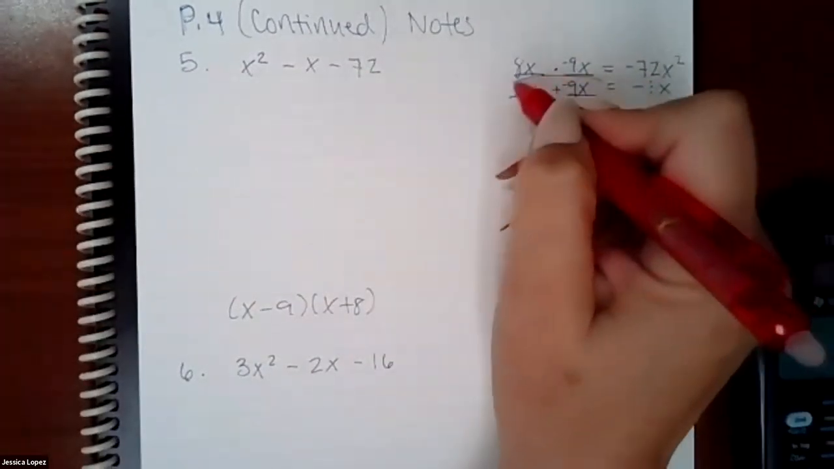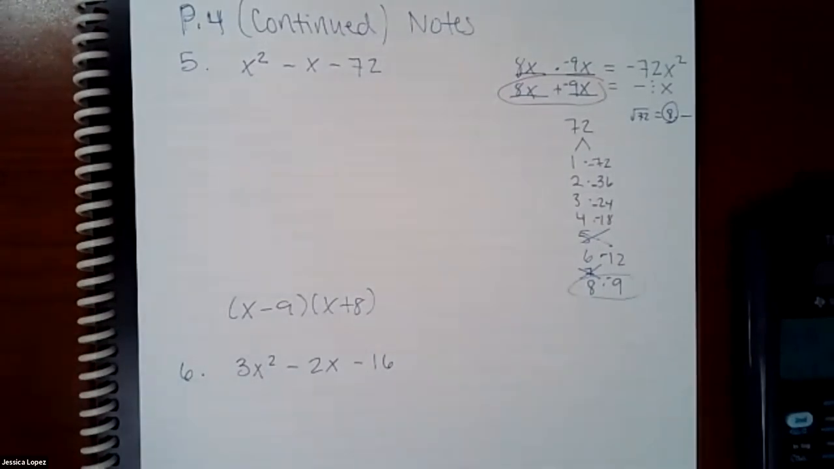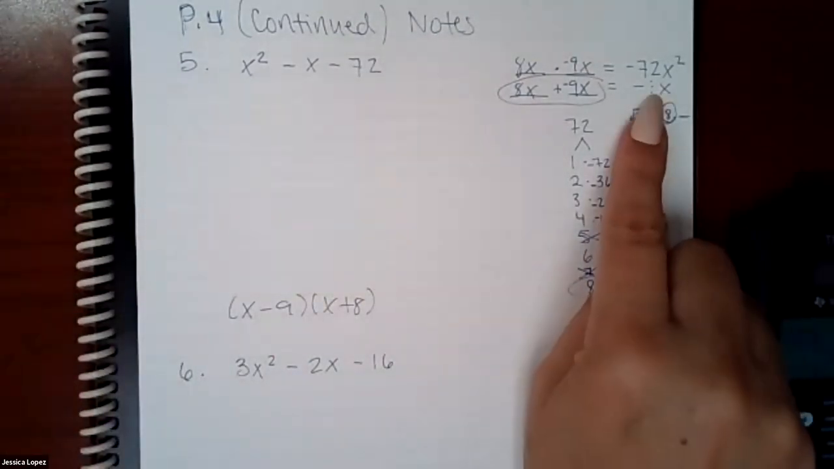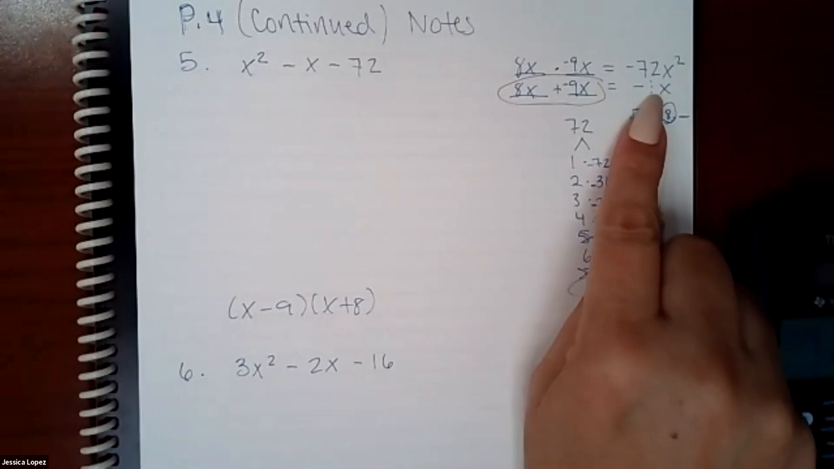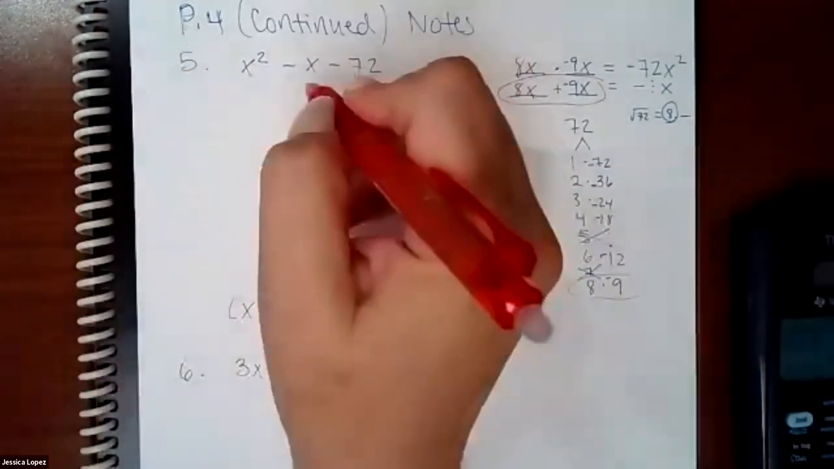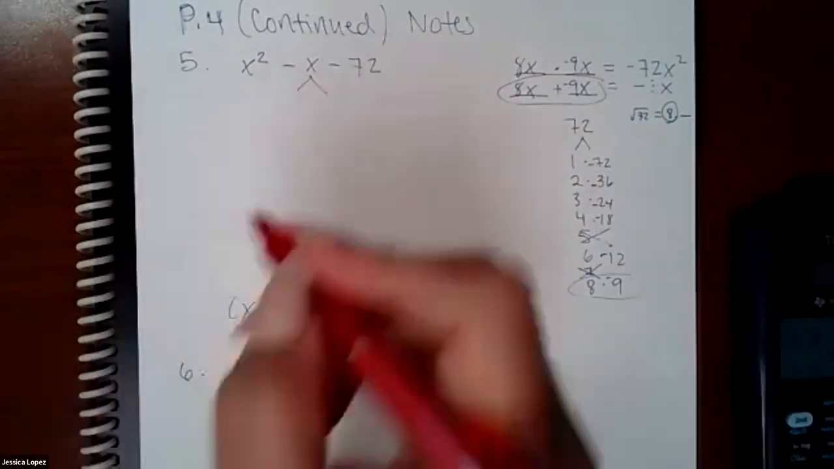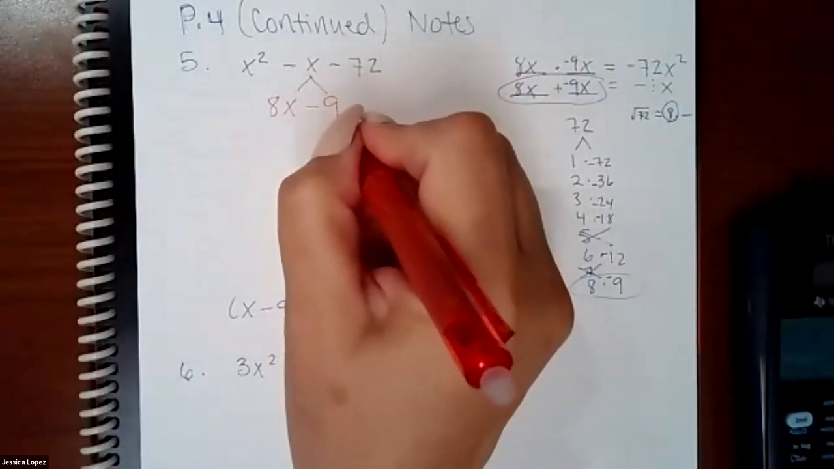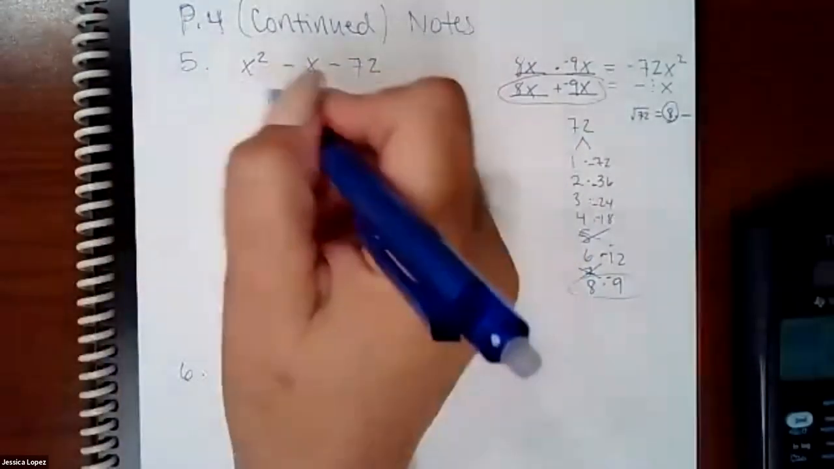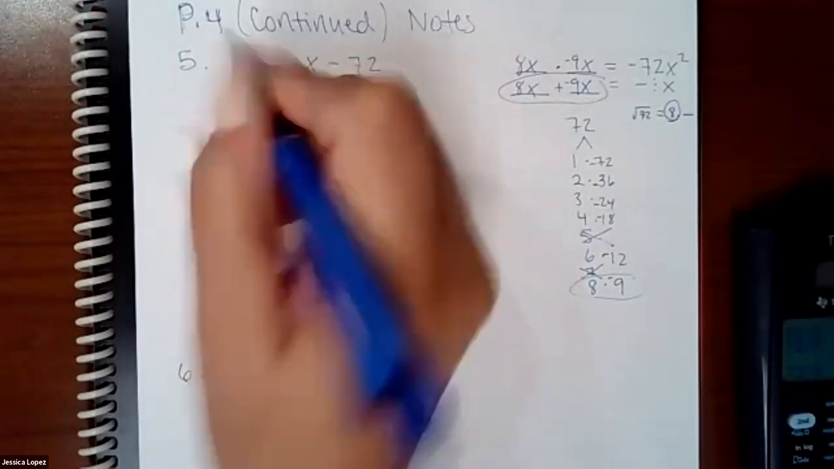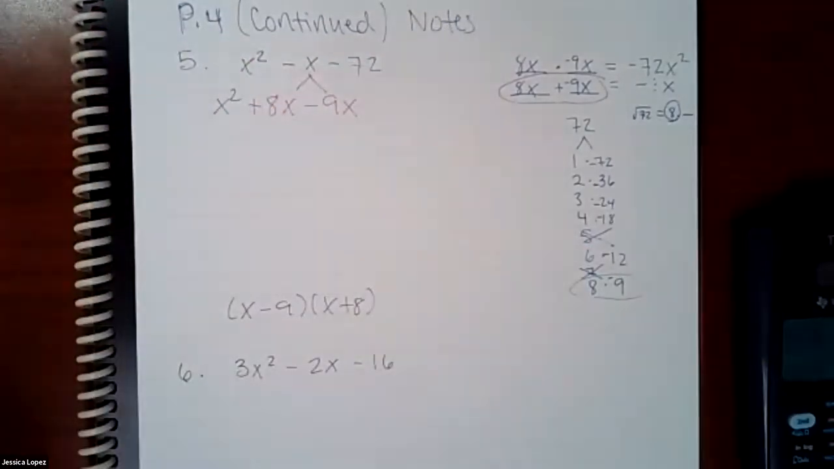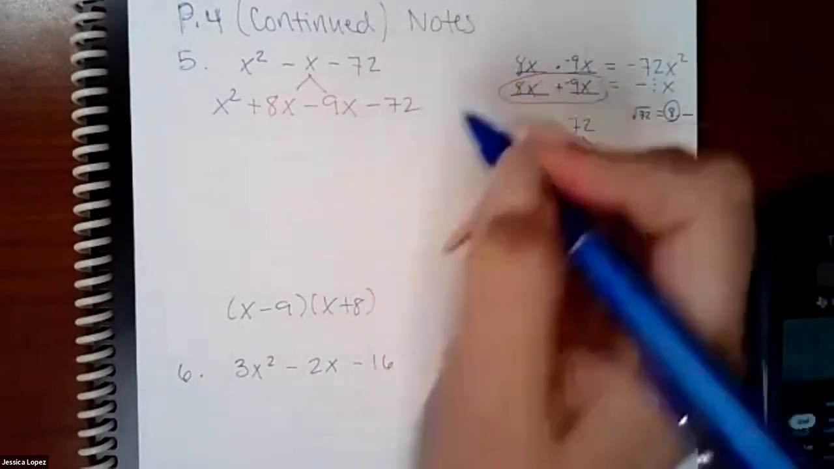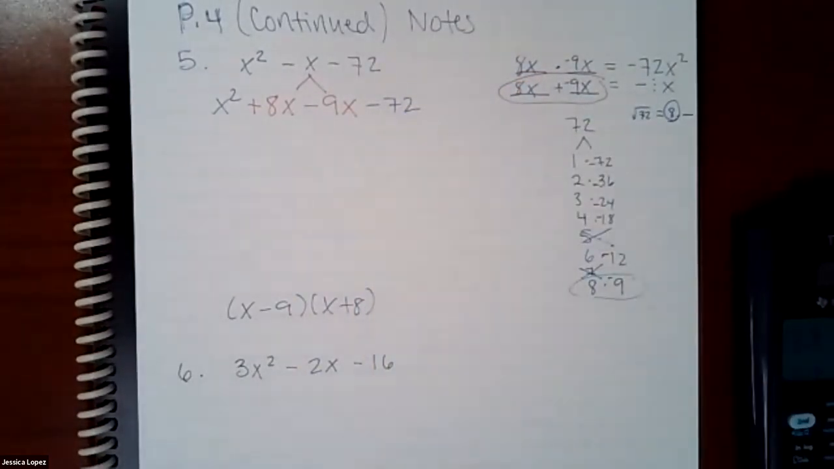So then you're going to use this makeup or this breakup to rewrite the negative 1x. So essentially what's happening is that this term is going to become 8x, and instead of plus a negative, you just put minus 9x. Now that 8 was positive, so I actually need to use positive 8. And this 72 is still negative, okay? So all I did was find the magic numbers and use them to break up that middle number, okay?